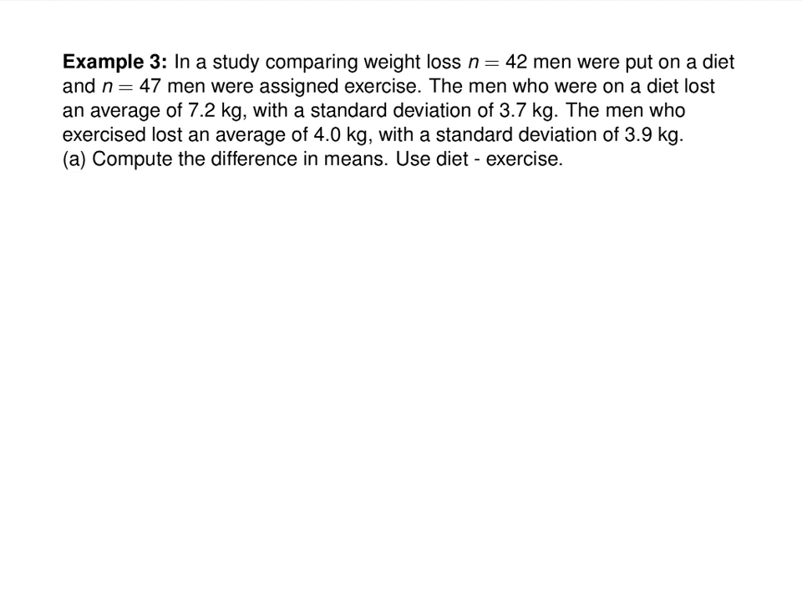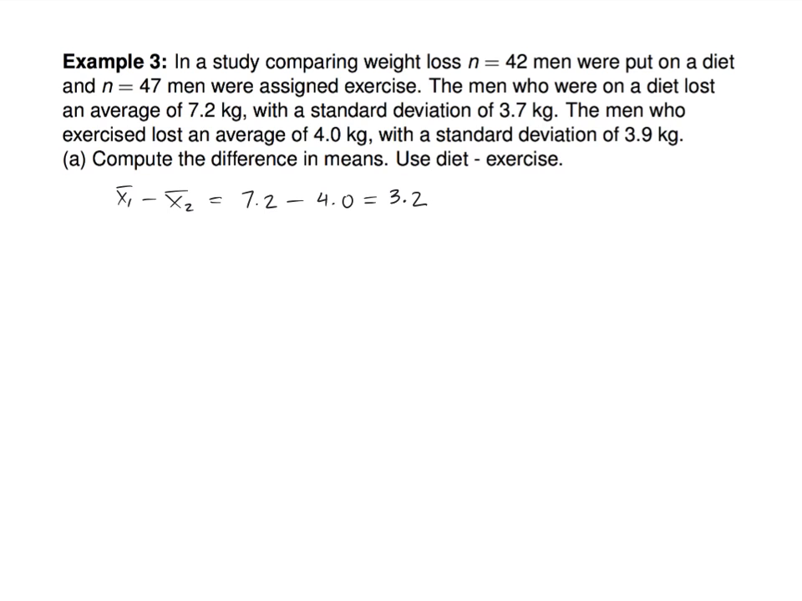So first, find the difference in means. Use diet minus exercise, so x1 bar minus x2 bar. And I didn't mean that because I want positive numbers. Oh, no, that's right, never mind. Diet was the larger weight loss, wasn't it? So 7.2 minus 4, so that's 3.2. Is that all right?